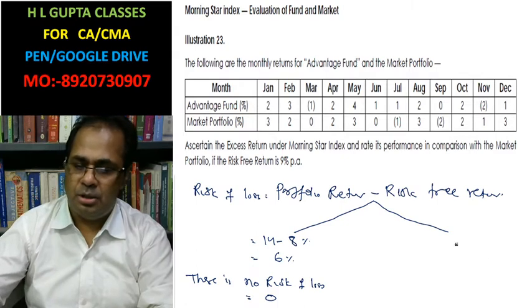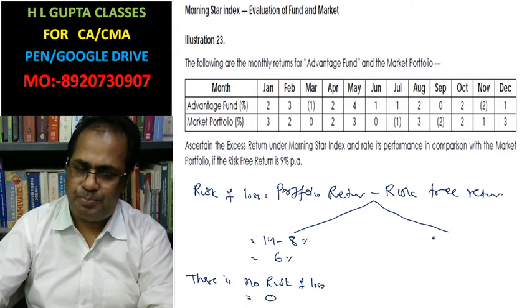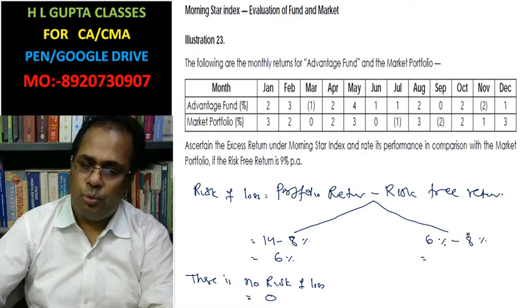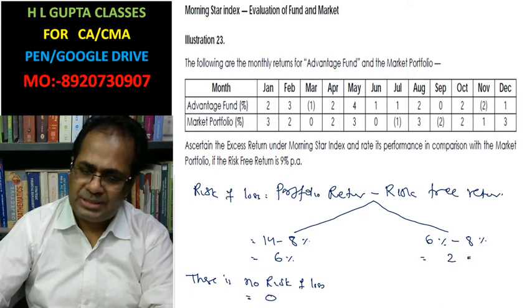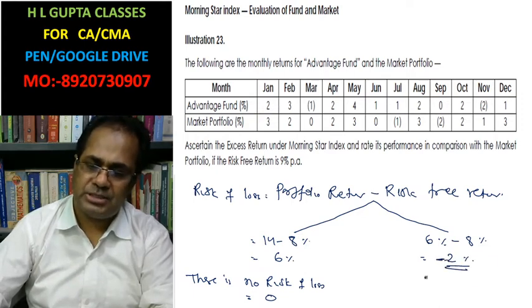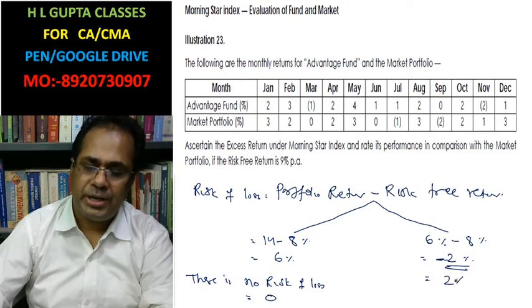But in the case of this is 6%, and risk-free is 8%, it is a 2% risk of loss. This is a negative 2. That is, the risk of loss is 2%. Why?